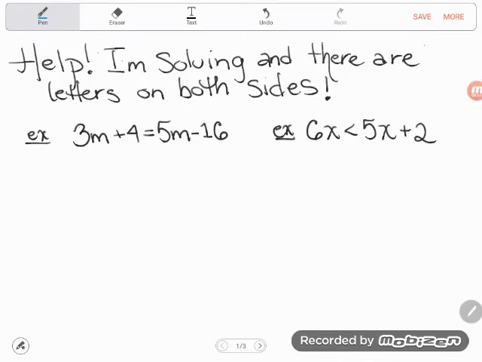Hey GED students, so there seems to be a theme in all the groups that I belong to lately. Everybody's working on inequalities and people are struggling. Like, what do I do when there's X's on both sides?